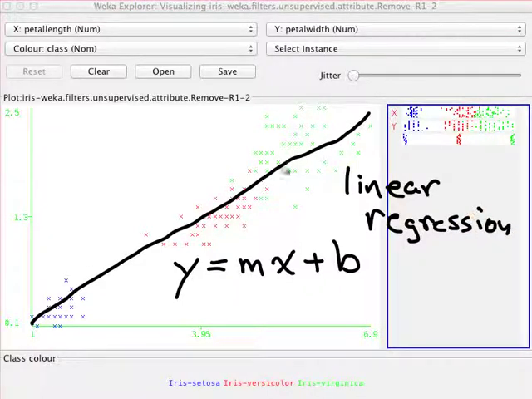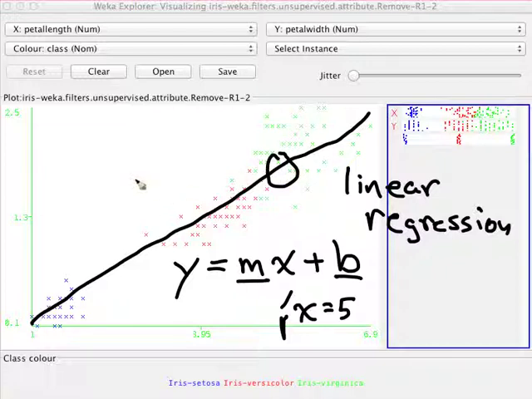And so when we know the slope and the y-intercept, then we can plug in an x value. So let's say we want to pick this. This is about x is equal to 5. We can plug in an x value, and then we can predict, okay, if the petal length is equal to 5, then we're going to get, this is about y is equal to 2, a petal width of 2. That's what we mean by numerical prediction.